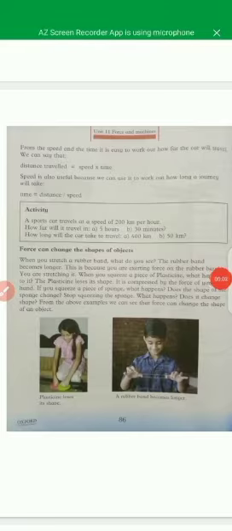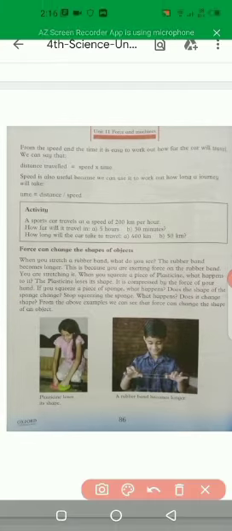Moving towards the next topic, that is speed. Speed tells us how fast a thing is moving. For example, we can say that the speed of a car is 100 kilometers per hour. From the speed and the time, it is easy to calculate the work done, the distance traveled, and the time duration.